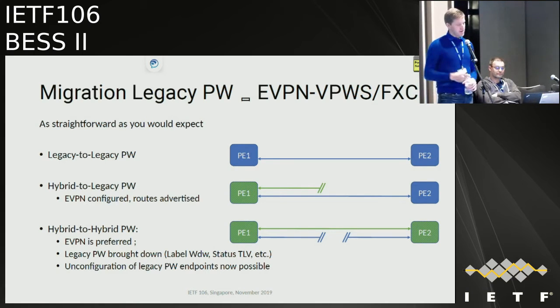After that, as part of basically the final stage of the migration, PE2 then enables the EVPN AFI. And since EVPN is preferred in this case, the legacy pseudowire in blue is brought admin down, which will result in either label withdrawals or pseudowire status down, or status TLV, I think, in BGP-AD. And essentially now the unconfig of the legacy pseudowire is possible.